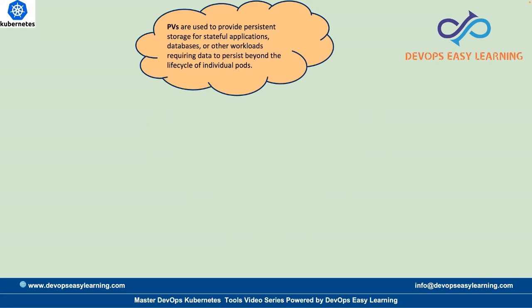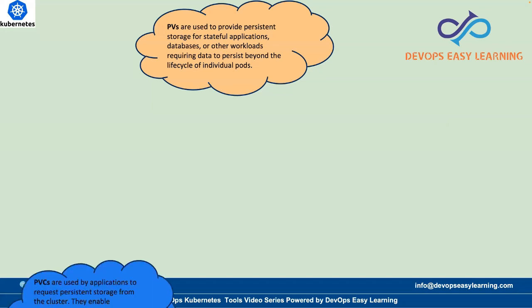So persistent volumes are used to provide persistent storage for stateful applications, databases, and other workloads that require data persistence beyond the life cycle. That's persistent volume. Just to tell you that persistent volume is mostly used for stateful applications, for databases, and any application that requires a workload, for example.